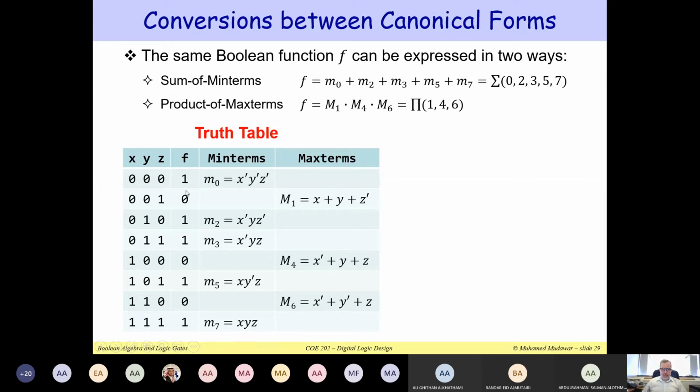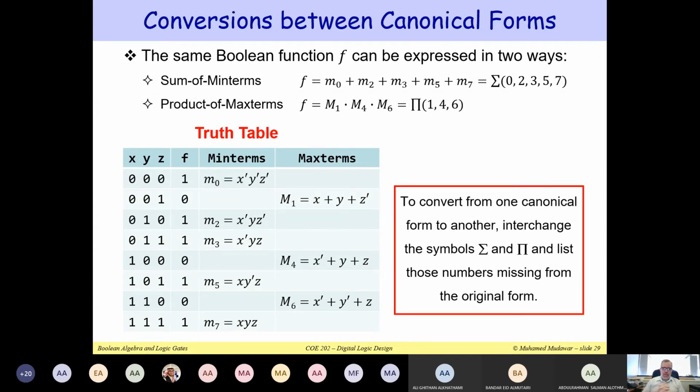So if the entry is a 1, it's a minterm. If the entry is a 0, it becomes a max term. So we have 2 choices. Either we can write it as a sum of minterms, in sigma notation, sigma 0, 2, 3, 5, 7, or we can write it algebraically as m0 or m2 or m3 or m5 or m7. Or we can write the same function f as a product of max terms: max term 1 and max term 4 and max term 6. In pi notation, that is 1, 4, 6. So these are the two choices. If you know one, you can obtain the other one.